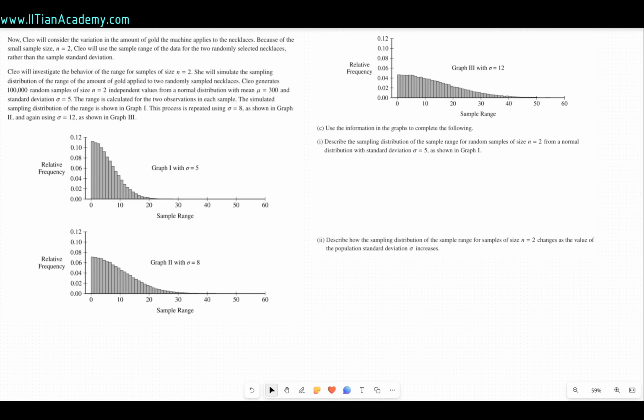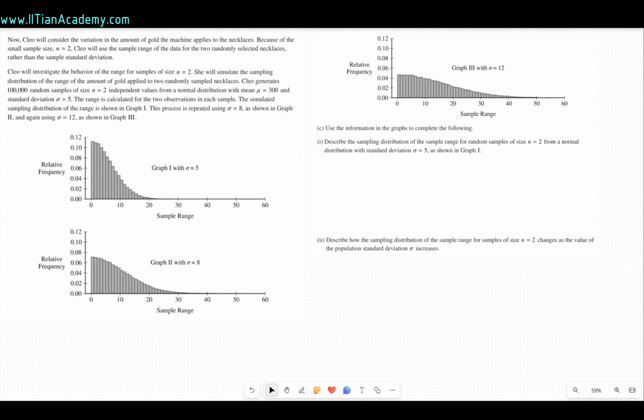Clio generates 100,000 random samples of size n equals 2, independent values from a normal distribution with a mean of 300, standard deviation of 5. The range is calculated for two observations in each sample. The simulated sampling distribution of the range is shown in graph 1. This process is repeated using a standard deviation of 8, as shown in graph 2, and again using a standard deviation of 3, as shown in graph 3. In part C, we need to use the information in the graph to complete the questions.